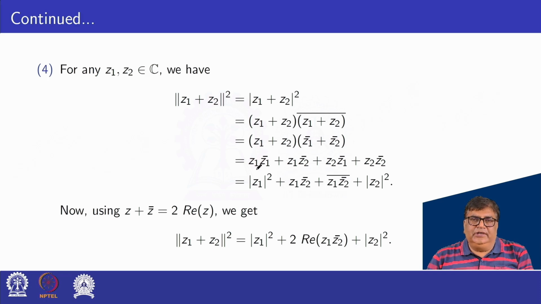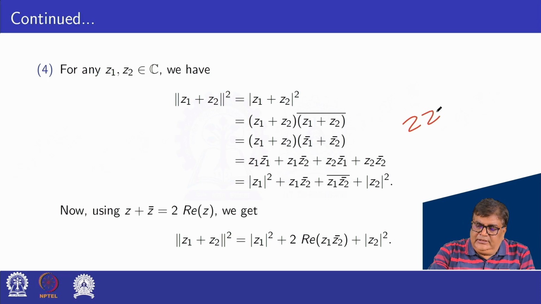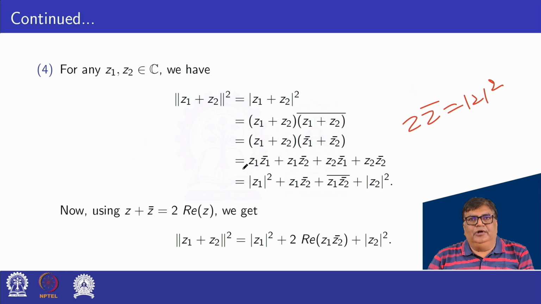We know that z z bar is equal to mod z square. So applying this property, z1 z1 bar is mod z1 square, and this z1 z2 bar and this can be written as z1 z2 bar whole bar, that is the conjugate complex of z1 z2 bar. Okay, and this one, applying this property, that is mod z2 square.